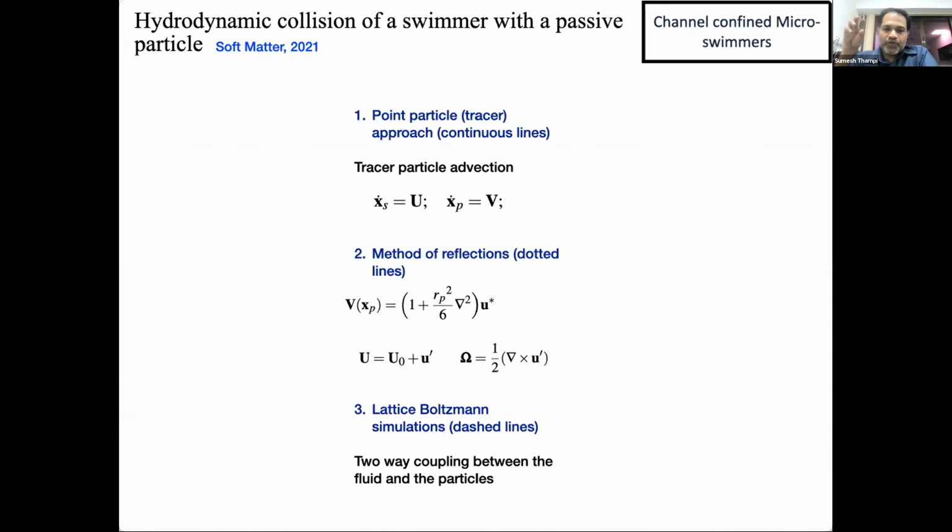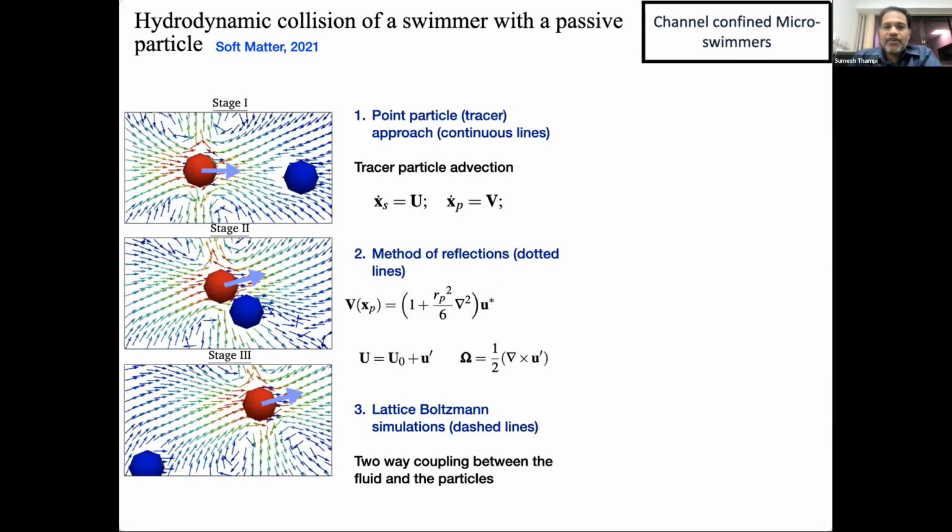So we looked at this entire collision process in 3 different ways. In the first method, we said that that passive particle is just a point particle, and it does not really affect the motion of the swimmer itself. That is what we call tracer particle advection. Then we tried a different way where you talk about the interaction, but in an analytical fashion. That method is called method of reflection. If anybody is interested, I could explain more. And then we also do lattice Boltzmann simulations, which means I'm going to solve for the flow field completely.